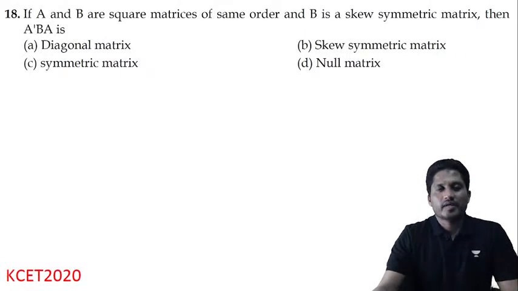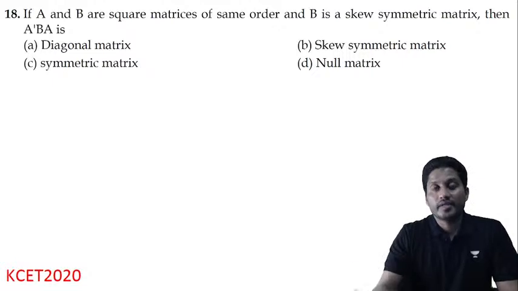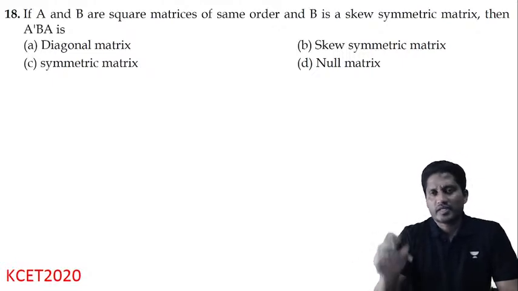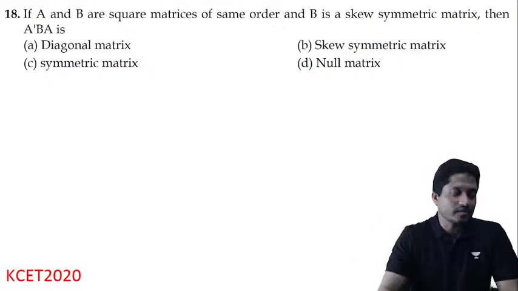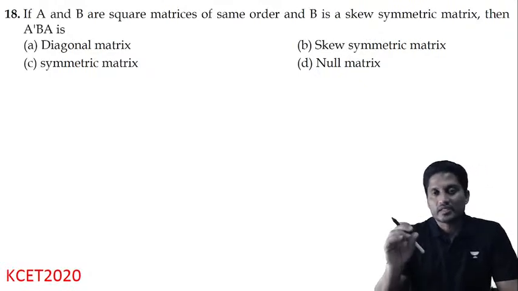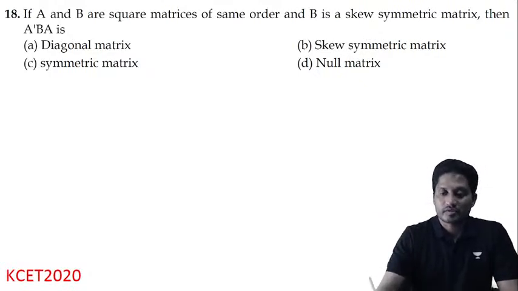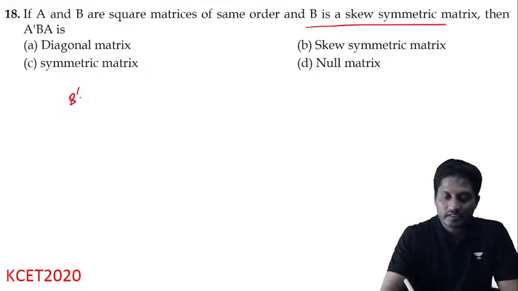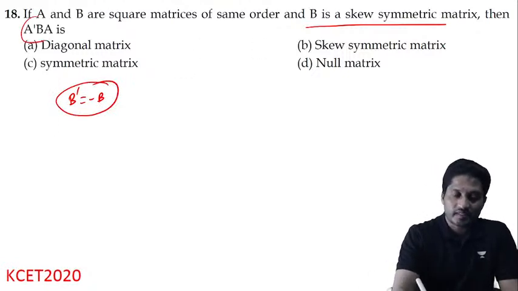If A and B are square matrices of same order and B is a skew symmetric matrix. A matrix which is equal to its own transpose is symmetric, right? And a matrix which is equal to negative of its own transpose is skew symmetric. Now according to the question, B is skew symmetric. So B dash is equal to minus B. This is given. Now I should check what this matrix is.